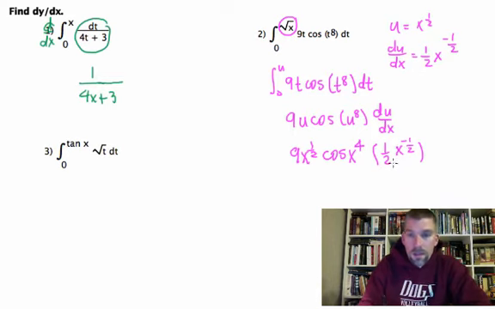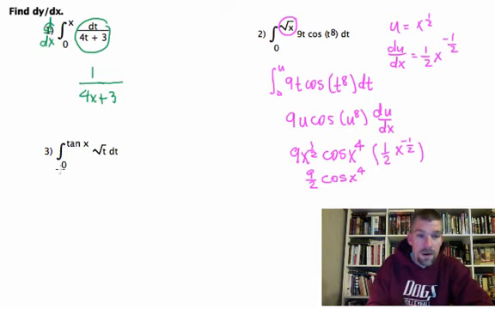Okay, we can clean this up a little bit. 9 times 1/2 is 9/2. X to the 1/2 times x to the negative 1/2 cancels out, and we're left with cosine of x to the 4th. So that one took a little bit of work, but it wasn't horrible. It's a u substitution. We've done this before.